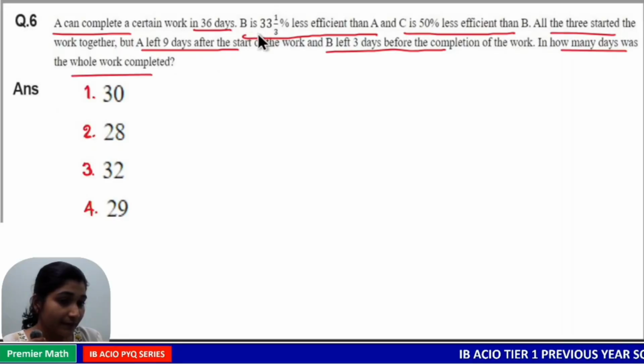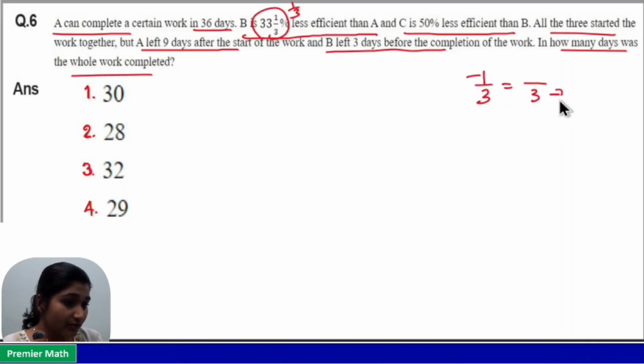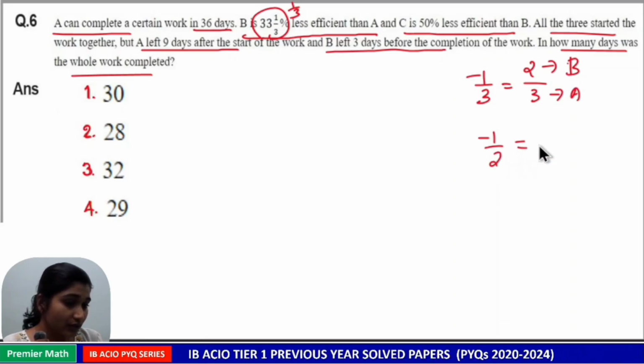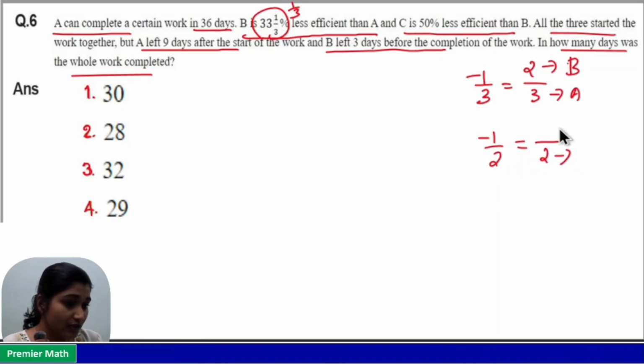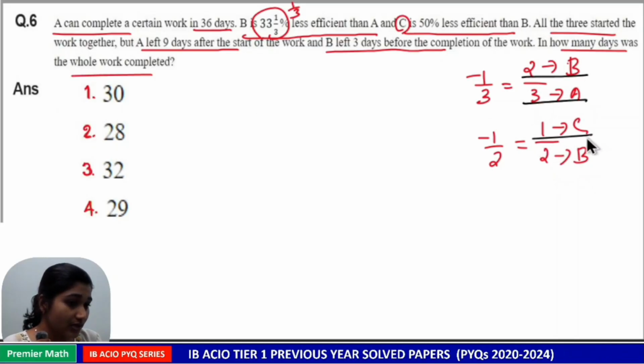Here 33 and 1 by 3 percent means 1 by 3 is the fraction. So B is 1/3 less than A, meaning denominator 3 units represent the efficiency of A. 1 less than 3 means 2 units, which is the efficiency of B. And here 50% means 1 by 2. So 50% less means 1 by 2 less. So denominator 2 represents the efficiency of B and 1 less than 2 means 1 unit, which represents the efficiency of C. So the efficiency of B is 2 units, A 3 units and C 1 unit.